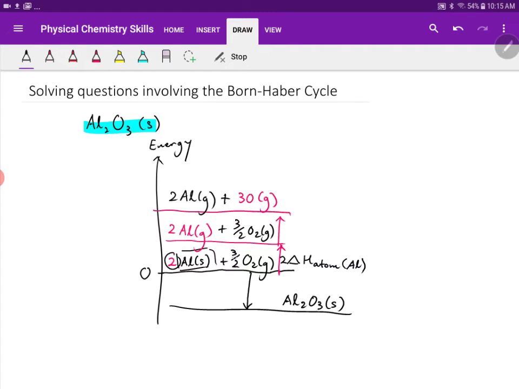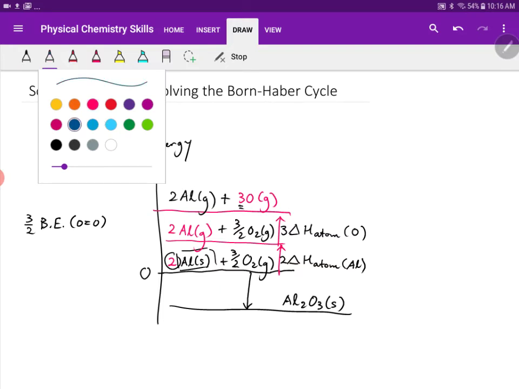Then in the next step, I need to convert my 3/2 O2 to this. This is the delta H atomization of oxygen. Because I need 3 oxygen, this will be 3 over here. But of course, to get this delta H atomization, you can also use 3/2 of the bond energy of O=O, which you can find in your data booklet. So this is what we have so far. Stage 1 is complete.